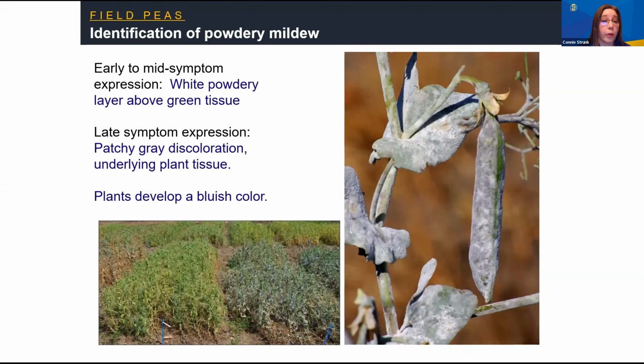With the powdery mildew, as symptoms progress, meaning as they get a little bit older, so more of that early to mid symptom expression on the plant, you're going to find that white powdery layer usually above that green tissue. But as that symptom really starts to age, you're going to start to see that patchy gray discoloration, almost giving that plant a bluish tinge or a bluish hue, where it just really encompasses all of the leaves, the stem, the pods, all of that green growing tissue.